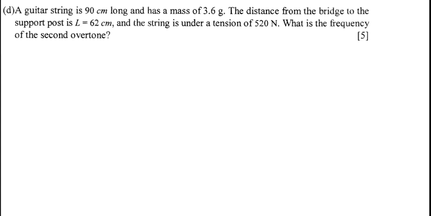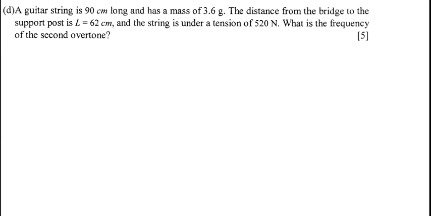Second overtone. Now, this question is a bit tricky because you have got two lengths, and you start thinking, okay, why do we have two lengths? Now, this 90 centimeters is the length of the string of the guitar, meaning I can use it to find the linear density. When we're talking about the fundamental frequency or the overtone, overtone is the same as the harmonic. So they can say the second overtone or the second harmonic.